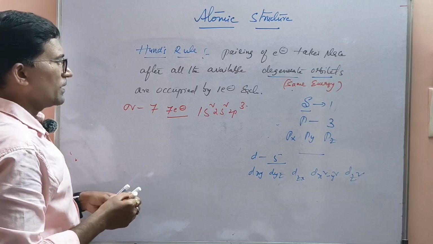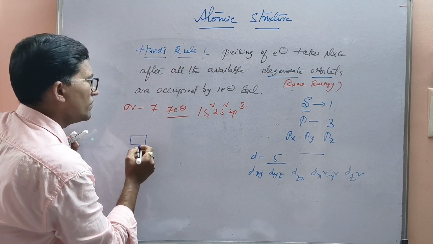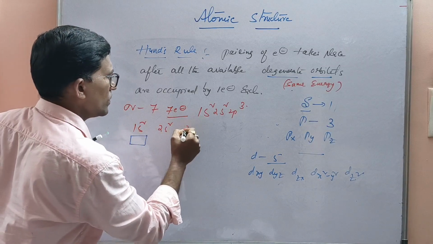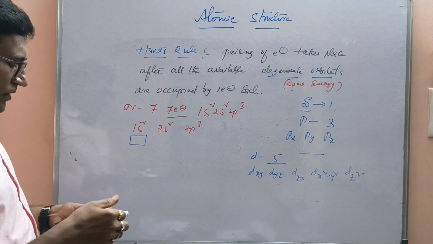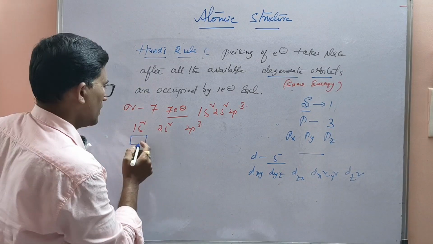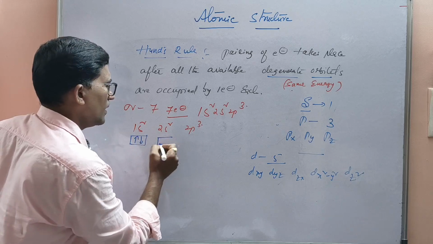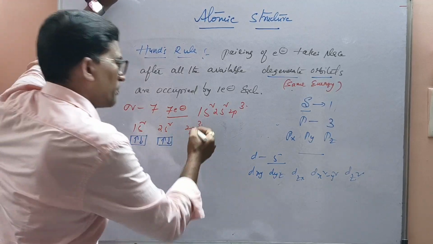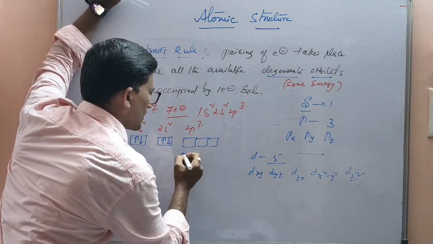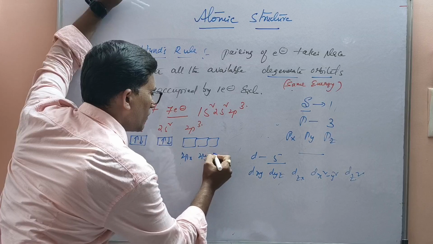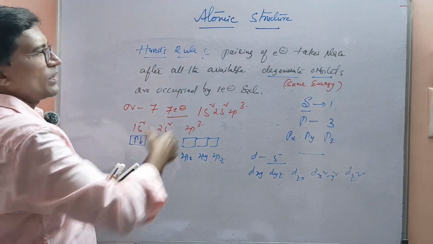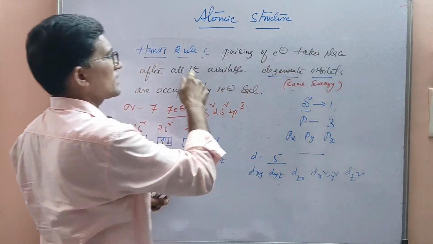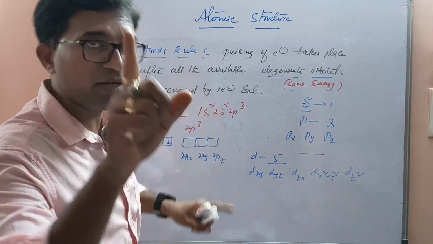Now I will write the orbital level configuration here. This is 1s2, 2s2, 2p3. According to Hund's rule, the configuration should be like this. 1s2 means 2 electrons are filled directly, and 2s2 also 2 electrons, because the s orbital does not have any degenerate orbitals. Now p has 3 degenerate orbitals: 2px, 2py, 2pz. According to Hund's rule, pairing of electrons takes place after all the available degenerate orbitals are occupied by one electron each.